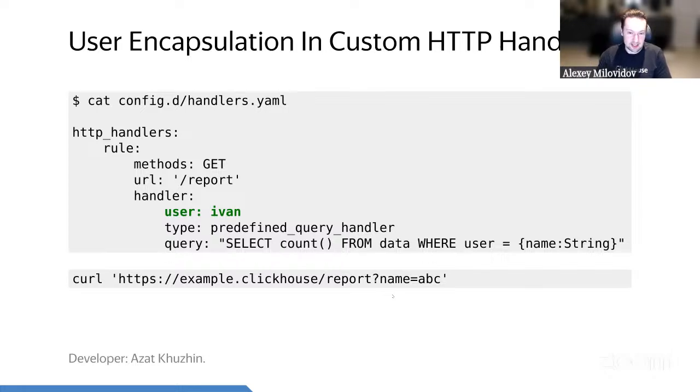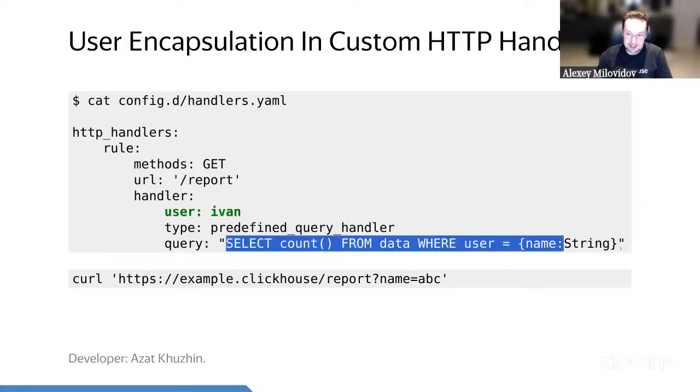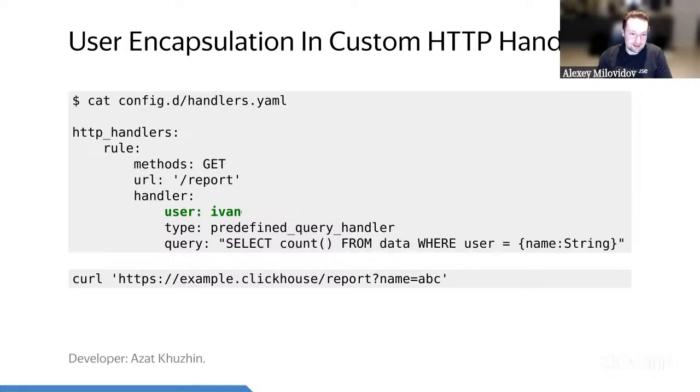What is new in the version 24.11? Now these handlers can impersonate a user. So in this example, this query will run on behalf of a user, Ivan. So it is pretty nice.